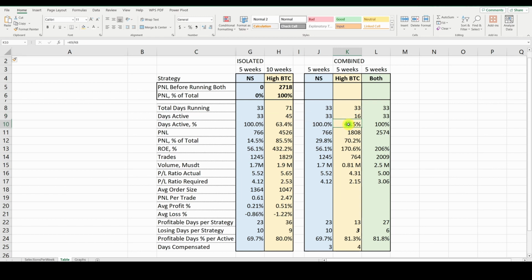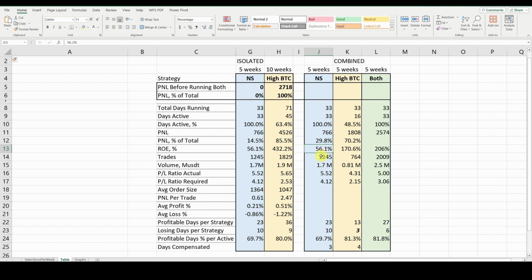Combined, of course, every day was active. In terms of P&L, the split is now 30 to 70%. Now I've got 2 legs to stand on instead of just one. Individual ROEs are looking good, but combined we have over 200%. Again, an improvement over each individual strategy.